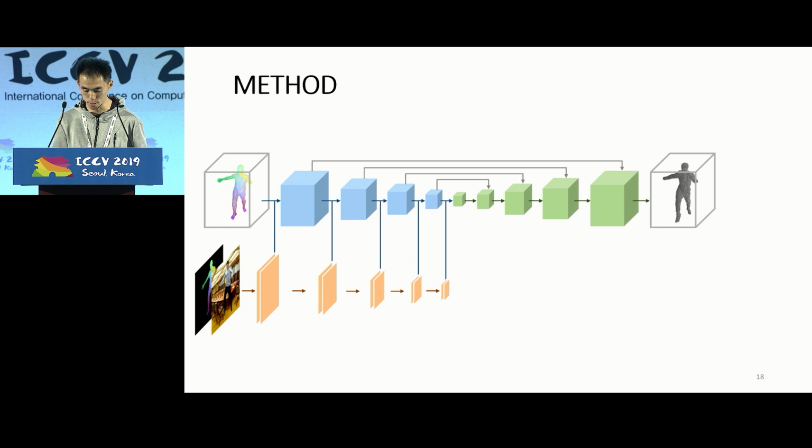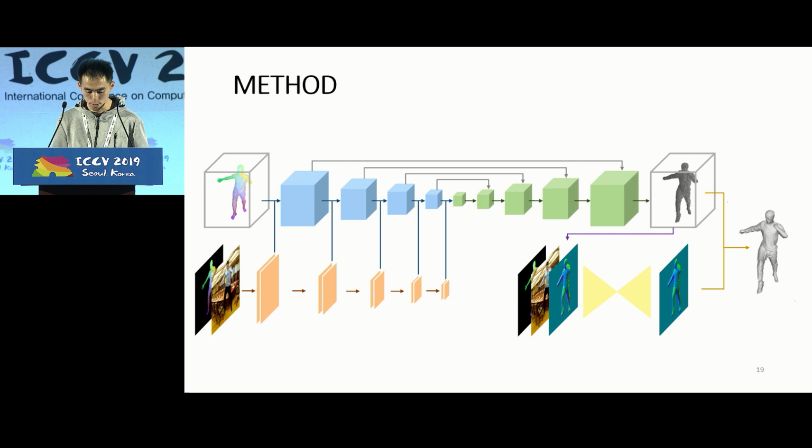To recover more surface details, we propose to directly project normal maps from the occupancy volume and refine them using a UNet. Our network is trained in an end-to-end manner with a combination of different losses. Please refer to our paper for more details about input pre-processing, network design, and loss formulation.